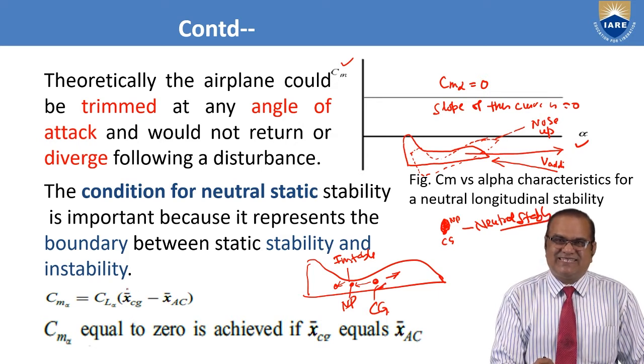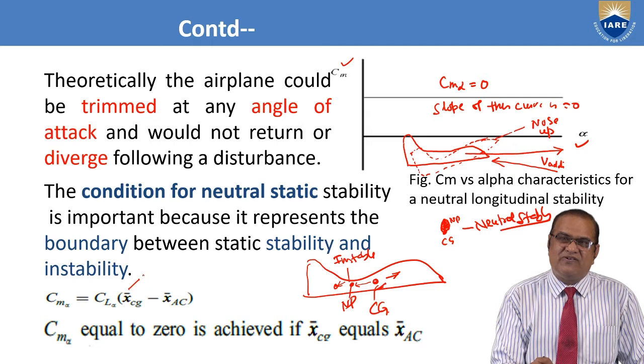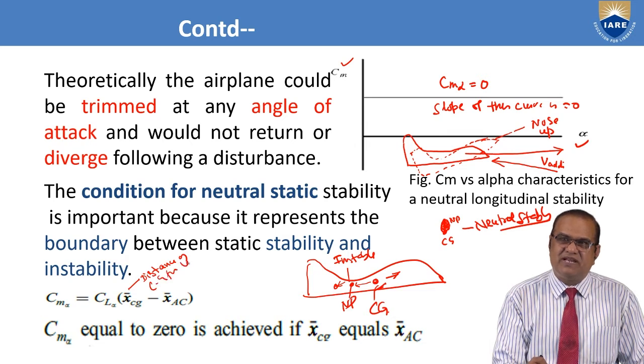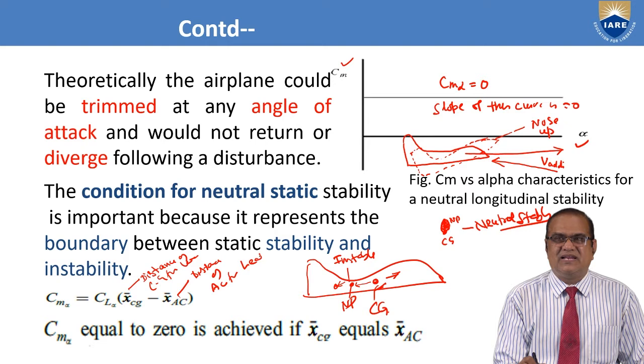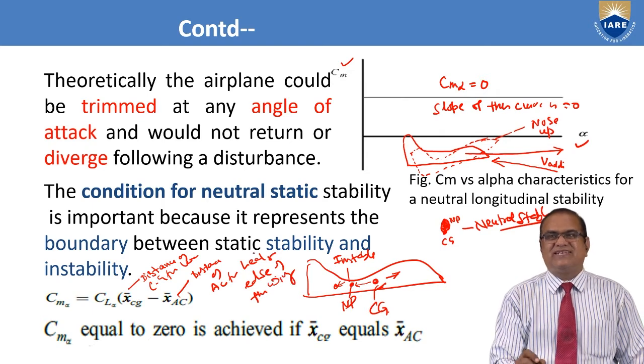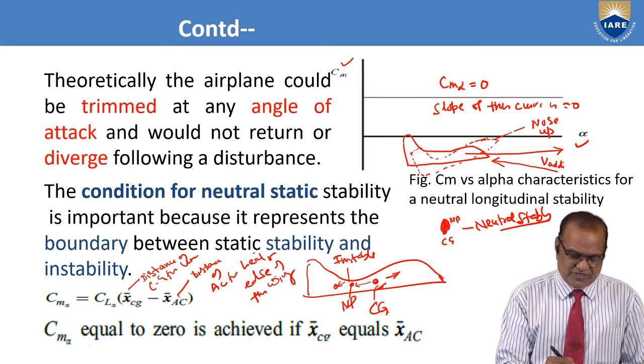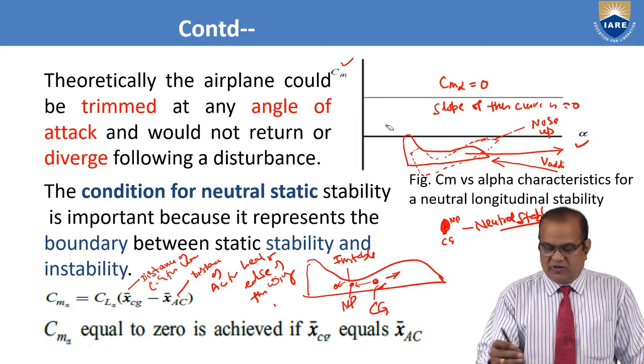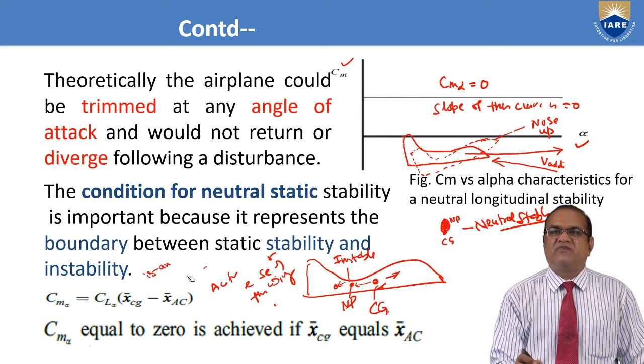Here we can see that Cm alpha is equal to CL alpha times (XCG minus XAC), where XCG is the distance of the center of gravity from the leading edge, and XAC is the distance of the aerodynamic center from the leading edge of the wing. In this way we have to assess it.